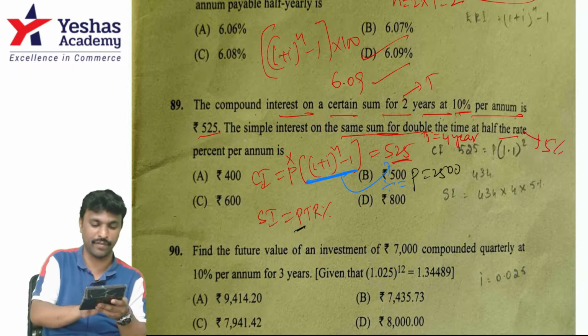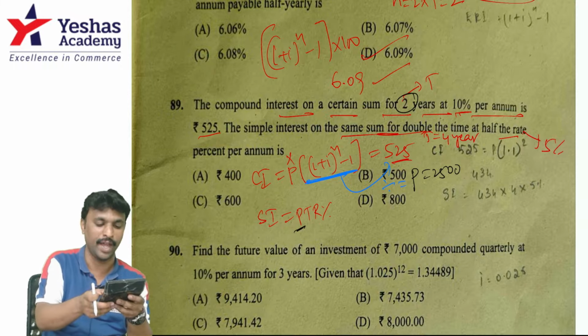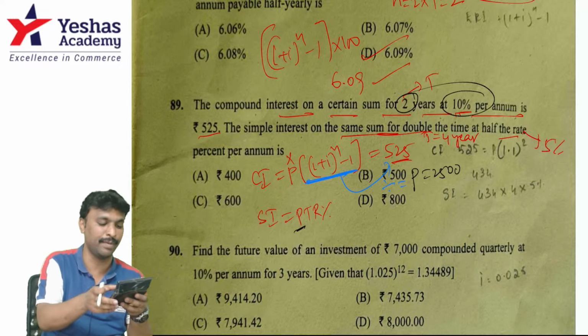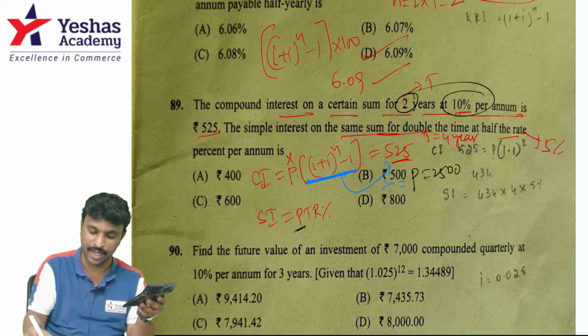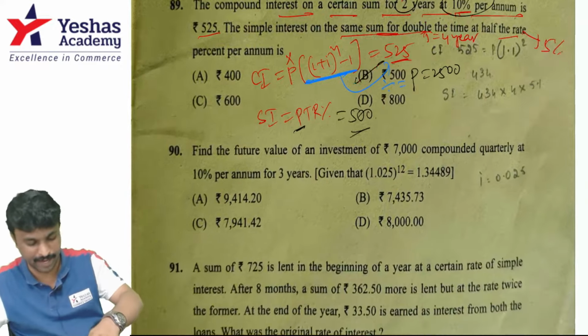Now take your calculator. P is 2500 into time is double the time, double of 2 is 4, into rate of interest is half of 10%, that means 5%. That fetches me how much? 500 rupees. So option B is the right answer.